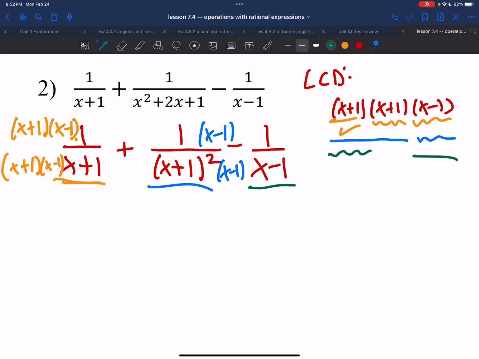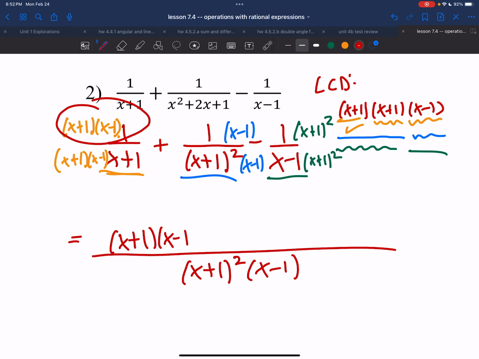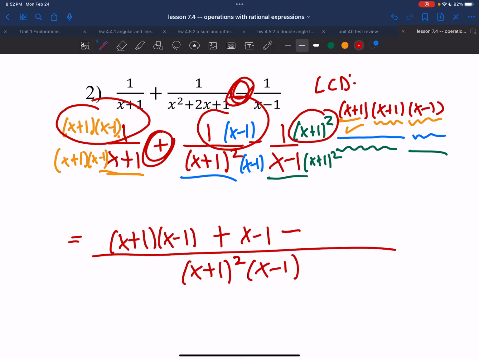Now, the denominator, I'm just going to put this all over. It's just x plus 1 squared times x minus 1, like so. But the numerator is 1 times x plus 1. So I don't really need the 1. I just need the x plus 1, x minus 1, plus, that's the plus, 1 times x minus 1, that's just x minus 1, minus 1 times x plus 1 squared, which is just x plus 1 squared.